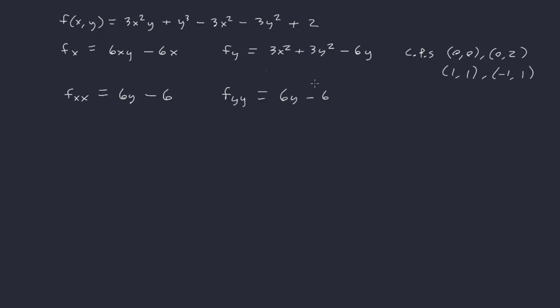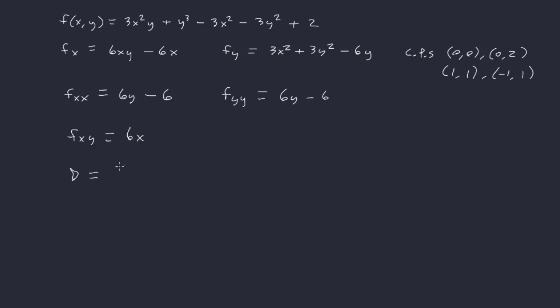We'll get 6y minus 6. Once again, we get the same looking thing here. In fact, we get the exact same thing. That's not always going to be the case, just for the record. And then f sub xy. Now, I could take either, I'm probably going to start here. F sub x with respect to y will be 6x, and the minus 6x will disappear.